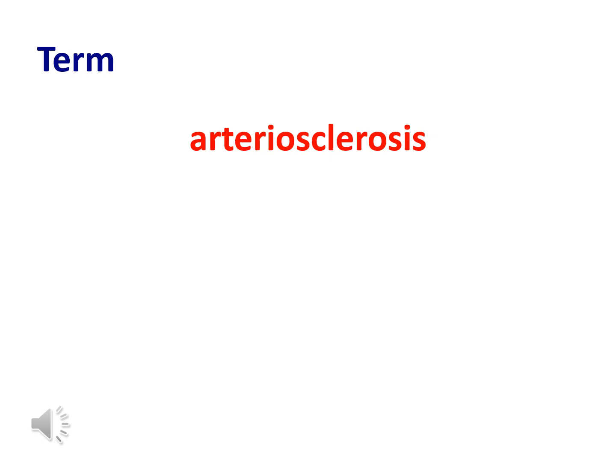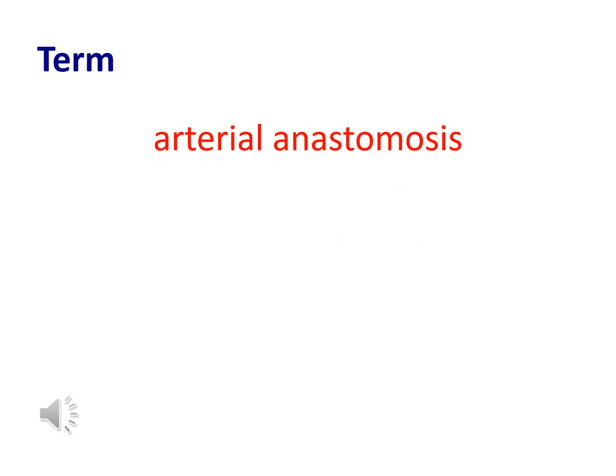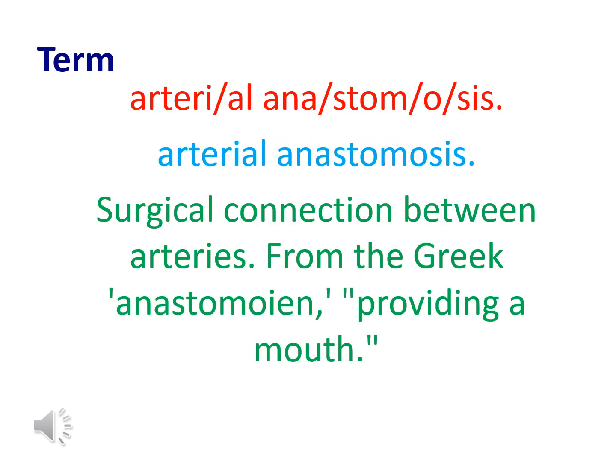Arteriosclerosis. Arteriosclerosis: arteri, o, scler, o-sis. It means hardening of the arteries. Arterial anastomosis. Arterial anastomosis means surgical connection between arteries, from the Greek anastomoien, providing a mouth.